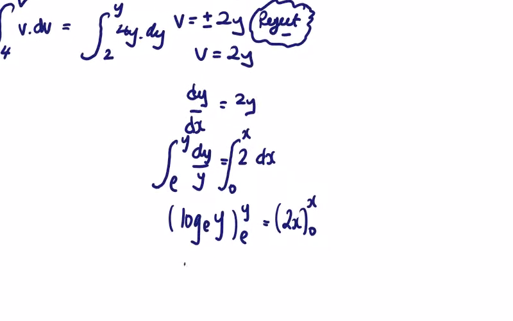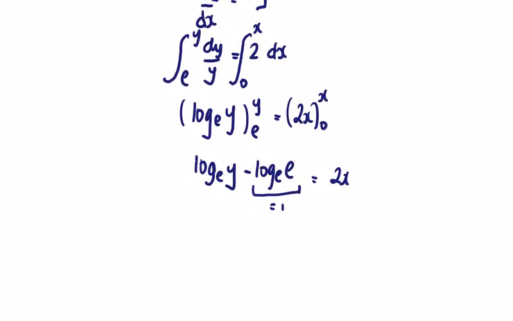So we're going to get the log to the base e of y minus the log to the base e of e, which is equal to 1. And this is going to be equal to 2x. So then we can say that log of y to the base e is equal to 2x plus 1. So this number to this power is equal to this guy. e to the power of 2x plus 1 is equal to y.